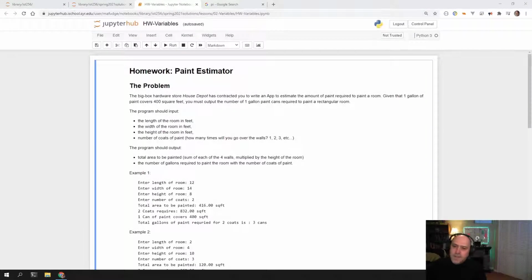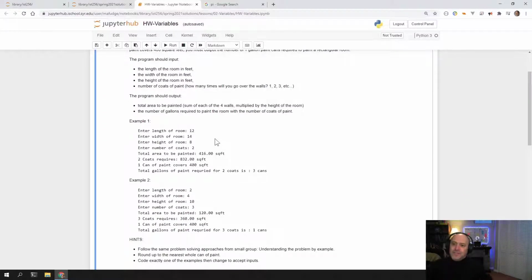Okay, for this homework assignment, your job is to create a paint estimator app for big box retailer House Depot. Basically, you will get the size of the room and then figure out how much paint it requires to paint the room. For example, if you have a room with 12-foot walls and 14-foot walls, and 8-foot high walls, and you want to put 2 coats of paint on it, that would be 416 square feet twice, one for each coat, or 832 square feet.